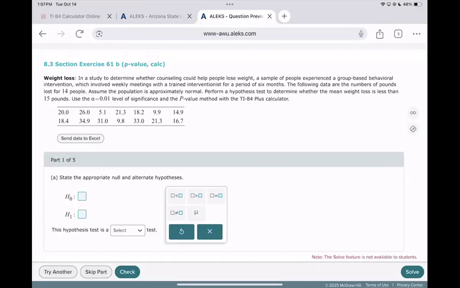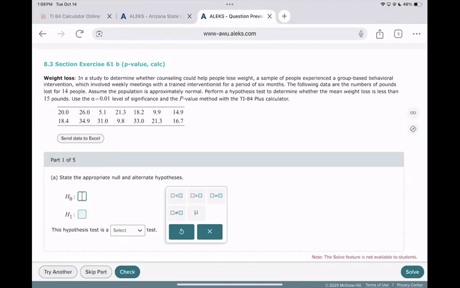So because our sample size is only 14 and we want it to be at least 30, that type of setting is when the question will pretty much always say the population is approximately normal, or the population is normal, or something like that. Perform a hypothesis test to determine whether the mean weight loss is less than 15 pounds.